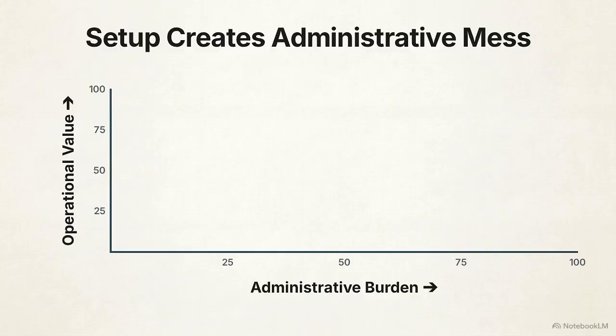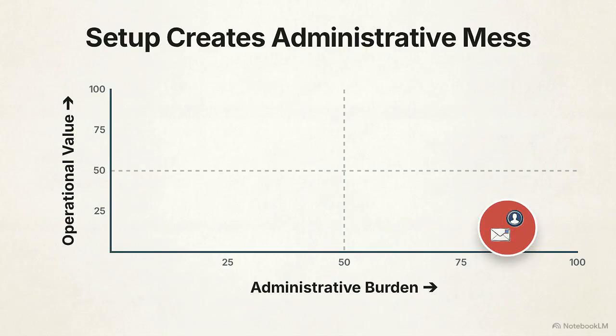This chart plots our evaluation framework, weighing administrative burden against operational value. The account setup workaround lands in the high-friction, low-impact quadrant. It creates a mess, but it's functionally necessary just to get out of the gate.